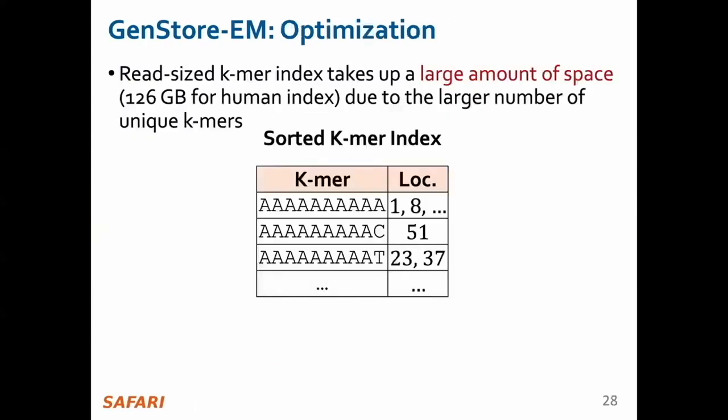Despite the key benefits of this sorted read-size k-mer index, this index takes up a large space. For example, for a human index, it takes 128 gigabytes due to the large number of unique read-size k-mers. And we can't use techniques like minimizers to reduce the number of entries in the table, because we really want to find the exact matches if they exist. So we can't afford any common techniques in bioinformatics to reduce the size of this table by reducing the elements.